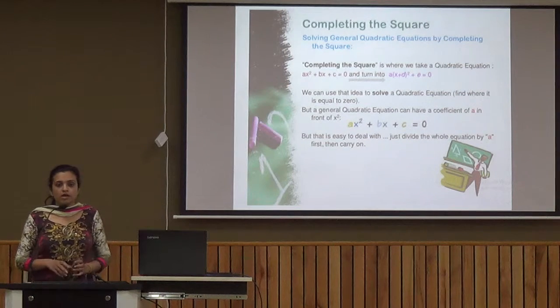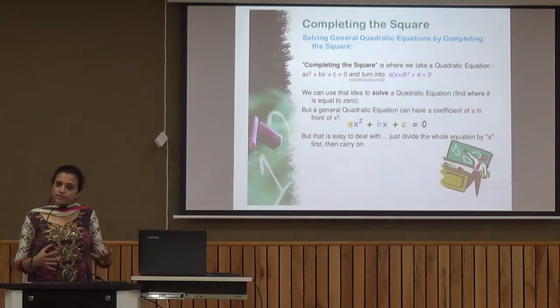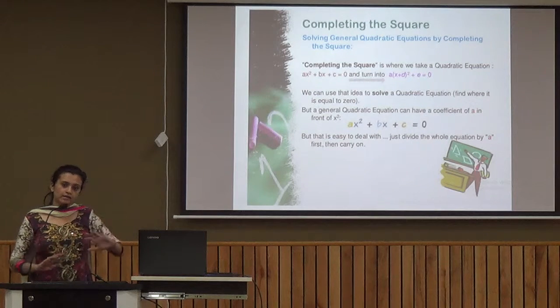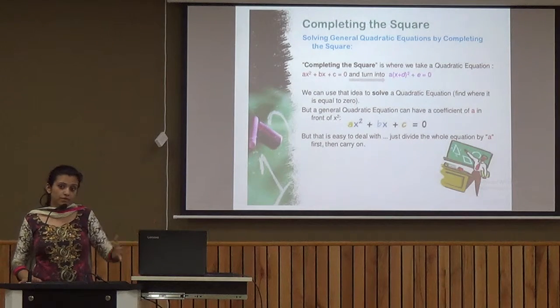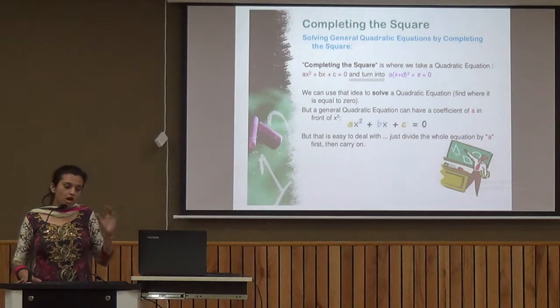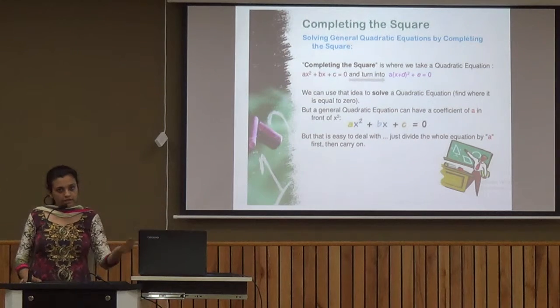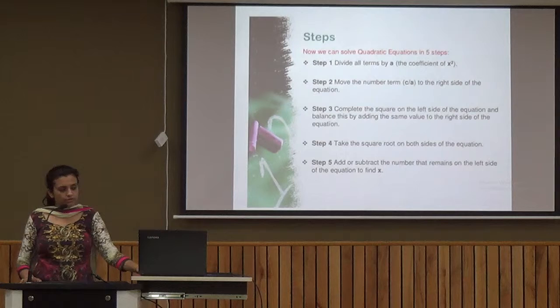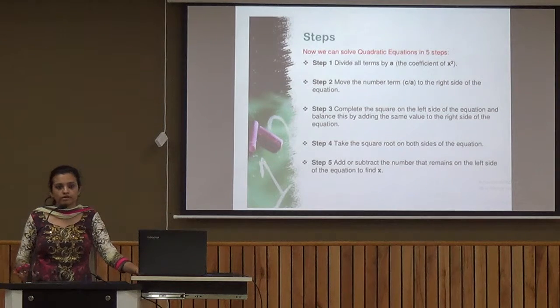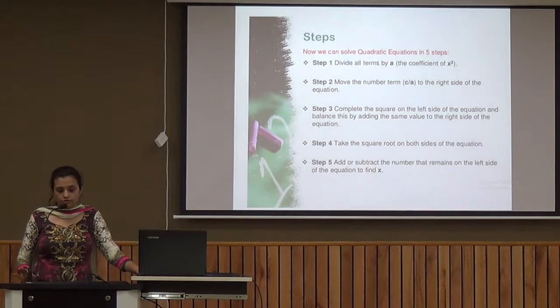Now, many teachers would tell you that you can always factorize, or you can complete the square with ax square also. I would suggest that you divide the entire equation by a first, so that at least the coefficient of x square is 1, and it's always easy for us to deal with it.